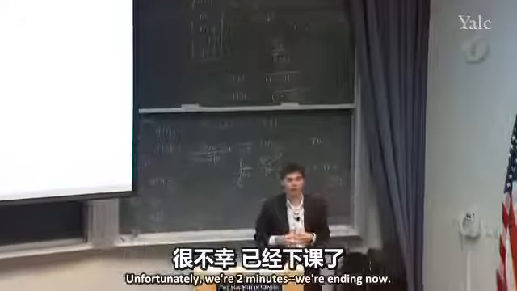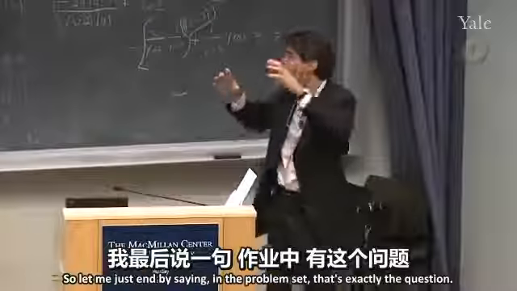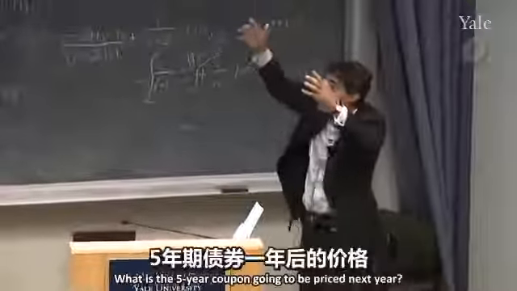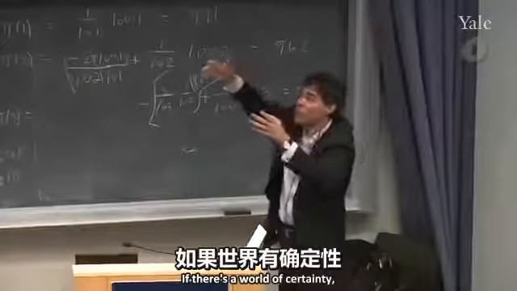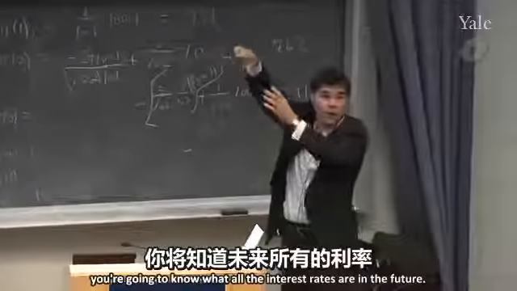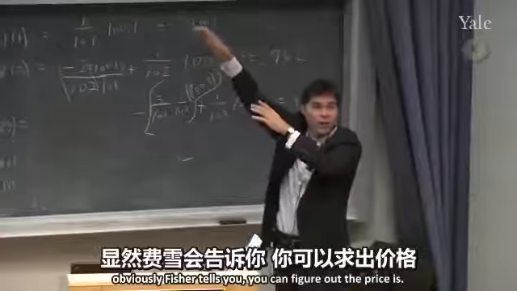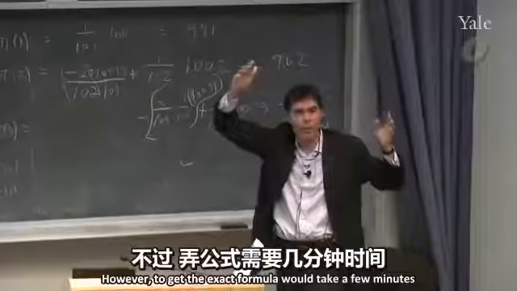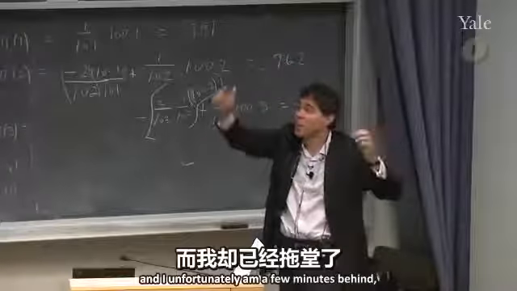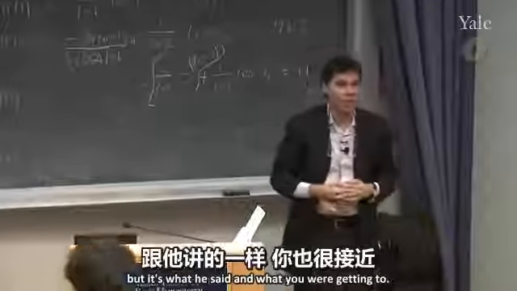Unfortunately, we're 2 minutes over, we're ending now. So let me just end by saying, in the problem set, that's exactly the question. What is the 5-year coupon going to be priced next year? If there's a world of certainty, you're going to know what all the interest rates are in the future. And if you know what all the interest rates are in the future, obviously Fisher tells you that you can figure out what the price is. However, to get the exact formula would take a few minutes, and I unfortunately am a few minutes behind, so you're going to have to figure out what the right formula is. But it's what he said and what you were getting to.